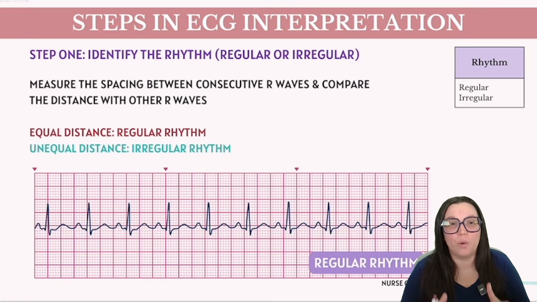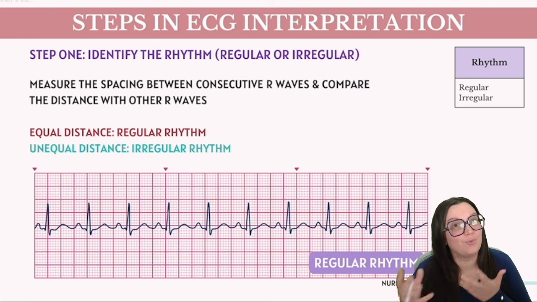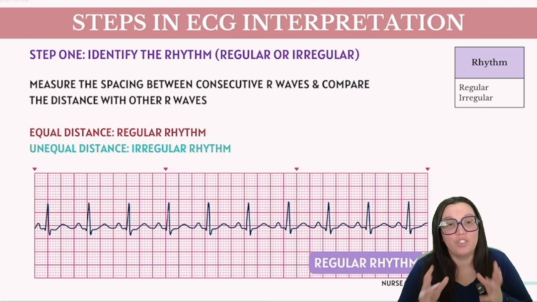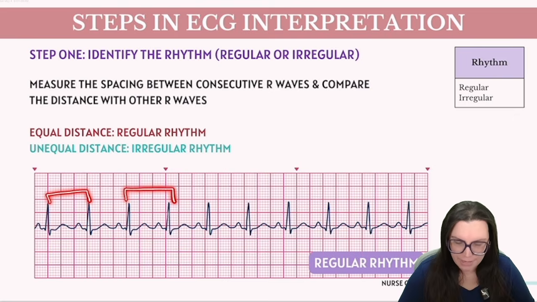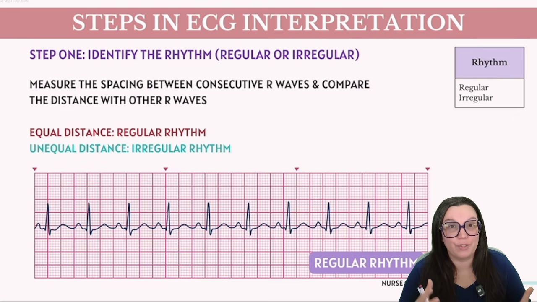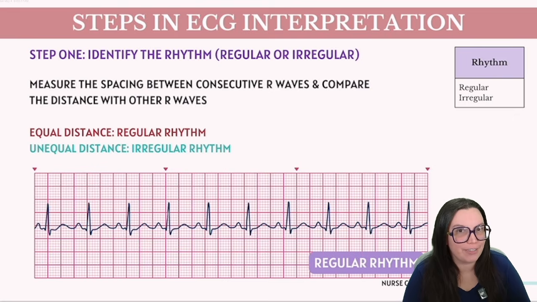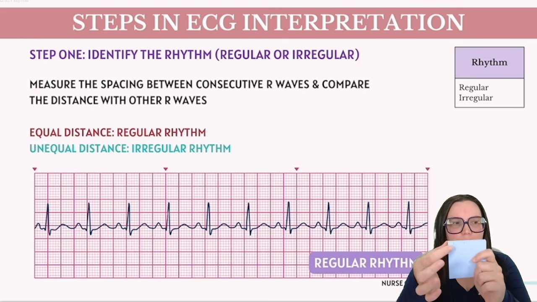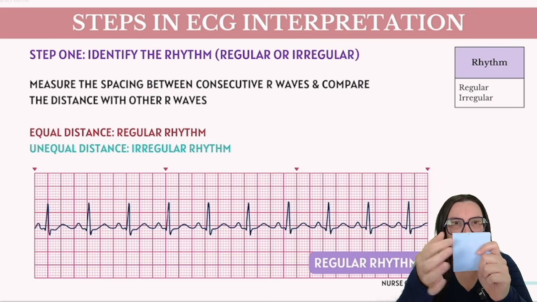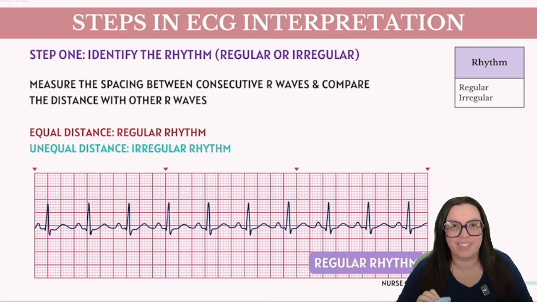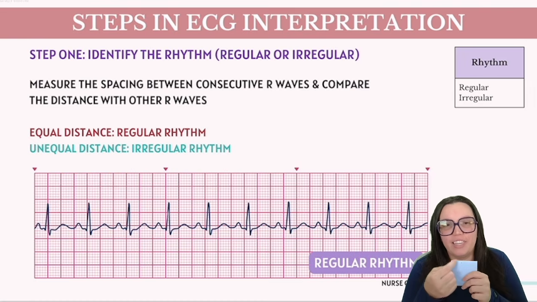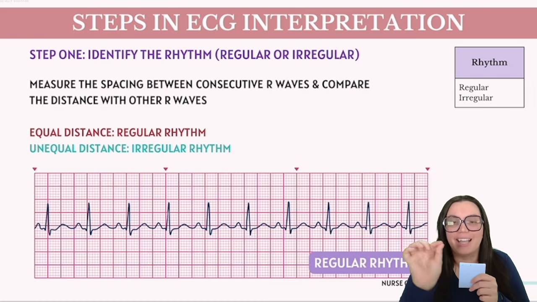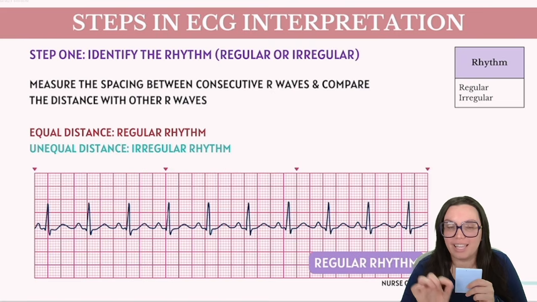So starting with step 1, we want to assess whether the rhythm is regular or irregular. We determine this by measuring the spacing between our consecutive R waves. I always recommend using calipers for precision, but a simple alternative method is you can also use an index card. So what you want to do is mark the distance between two R waves when you're measuring on your 6-second strip. As you're measuring down your strip, we call this marching out, these little marks should always fall in the exact same place every single time with each R wave.